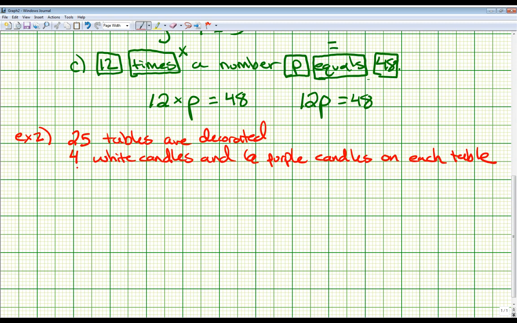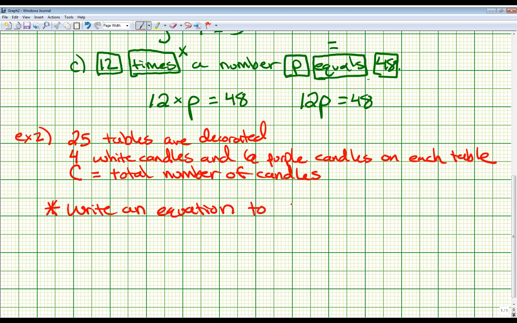Then they also give us a variable. So they want C to represent the total number of candles. And that's on all of the tables, so not just one table. And they want us to write an equation. So here's the actual directions for the problem. And they want us to find C.